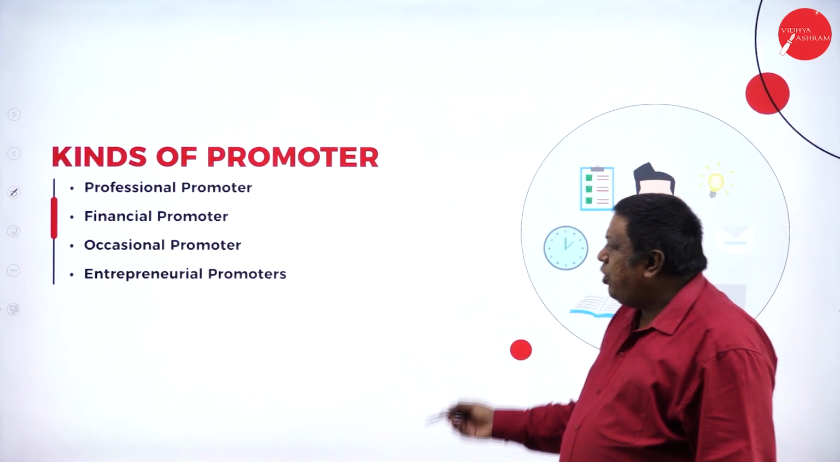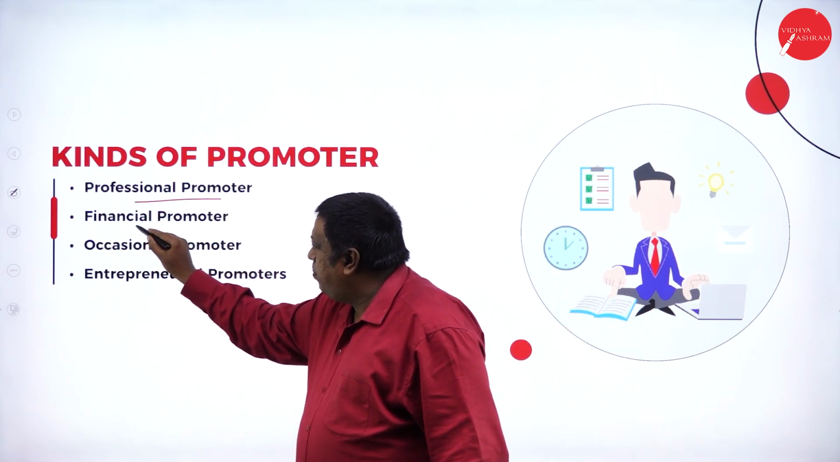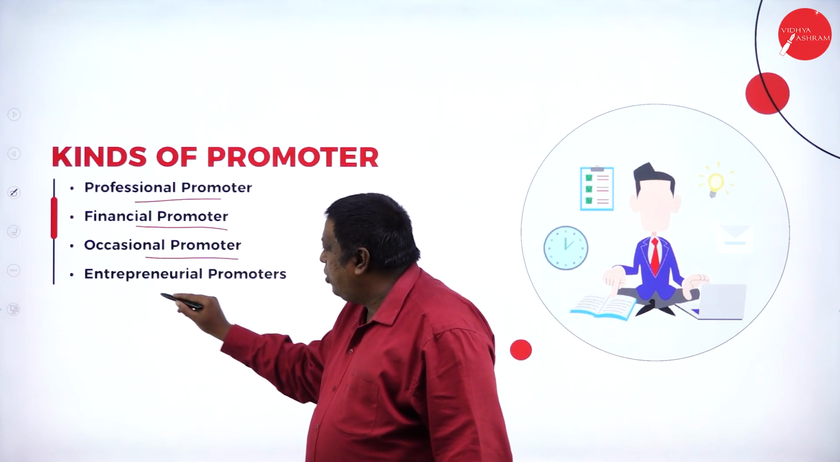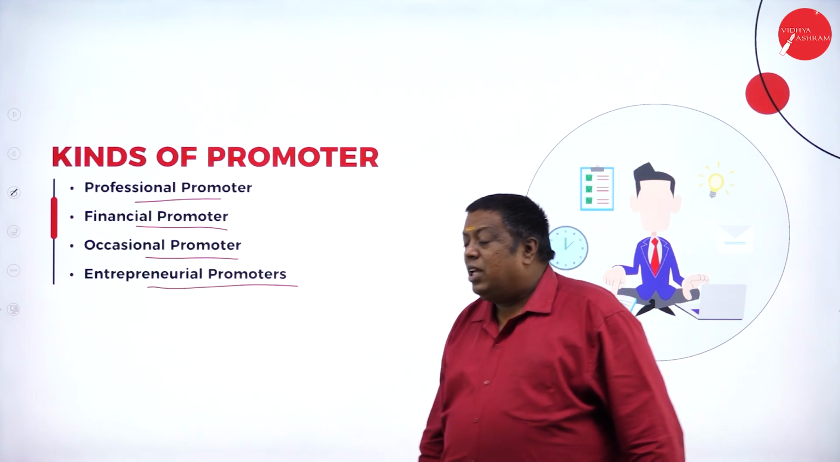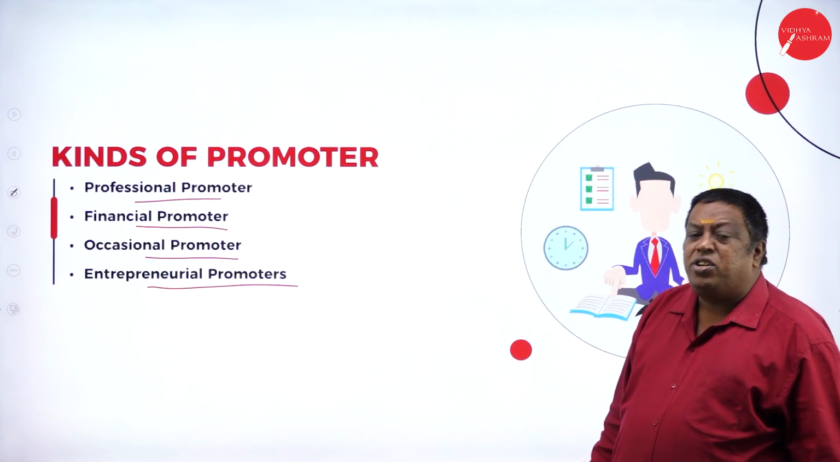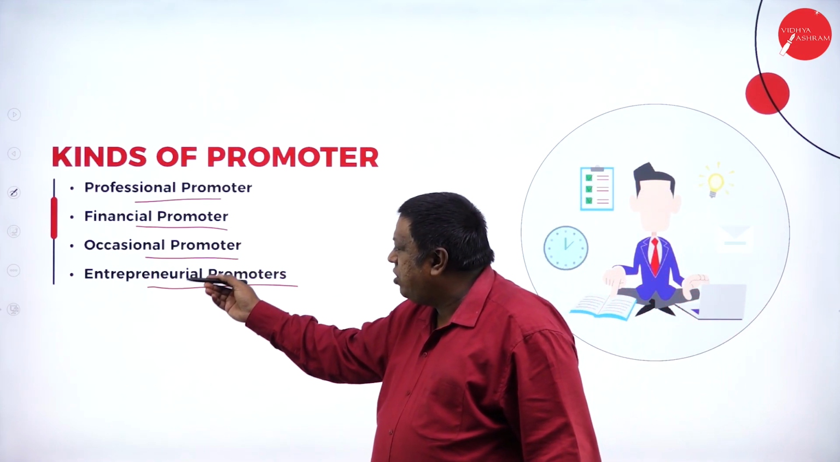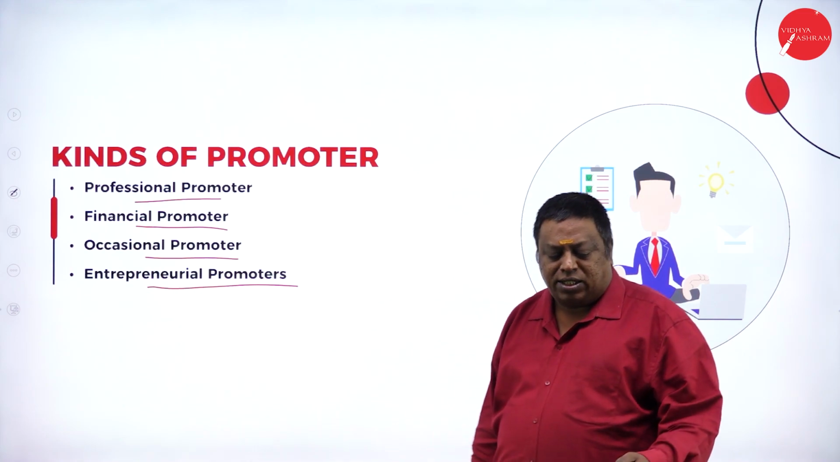So, kinds of promoter. We have professional promoter, financial promoter, occasional promoter, entrepreneurial promoter. So there will be a 2 marks question for you. Clearly, they're going to ask, mention the kinds of promoters. You can write professional, financial, occasional, and entrepreneurial promoters.